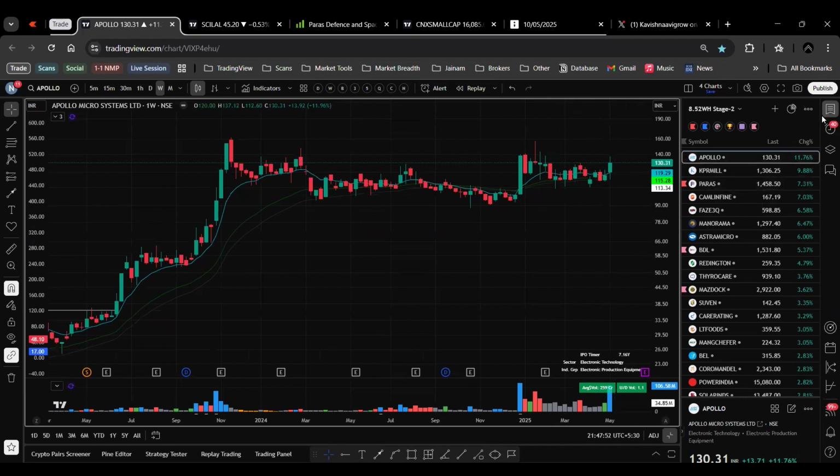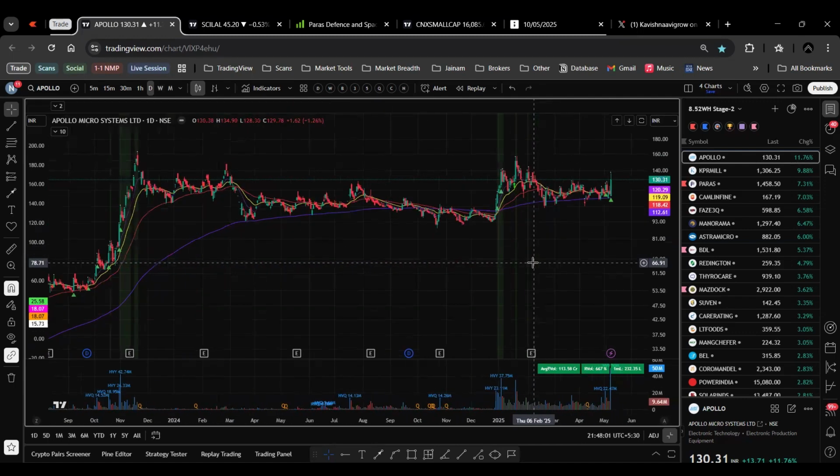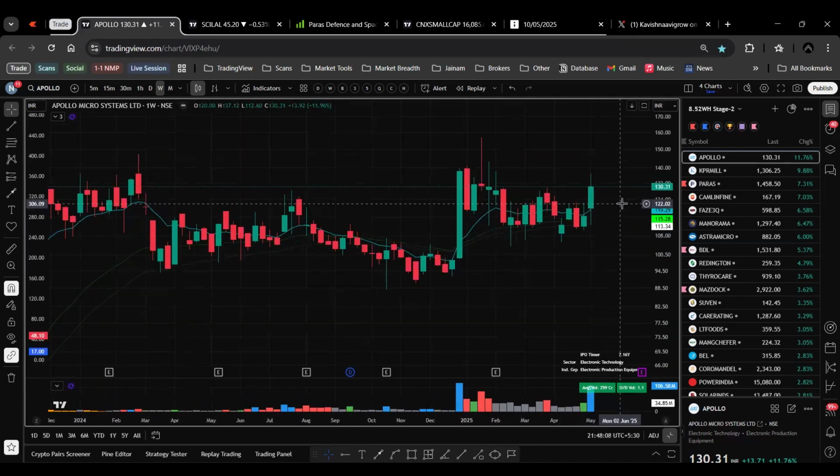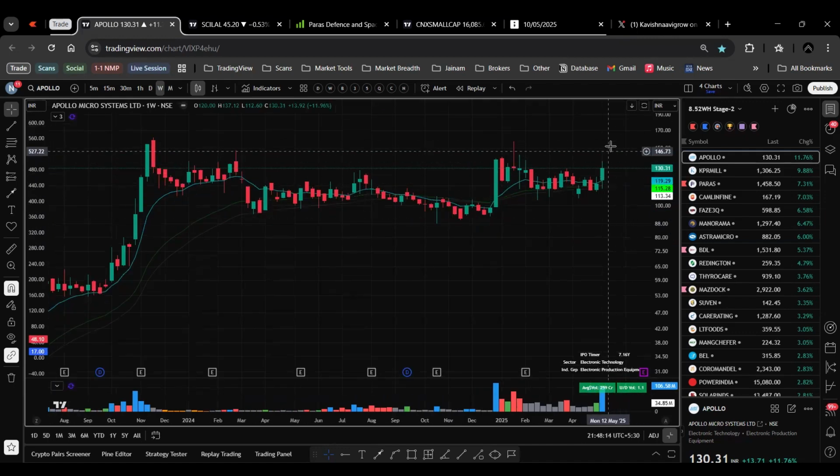So now, Apollo Micro Systems. So it comes from a good theme. And I'll switch to the daily frame as well. So whenever you see all these colorful moving averages, just know that it's the daily frame. So now, many people would feel that they have missed this breakout, but essentially this could be the start of a new leg.